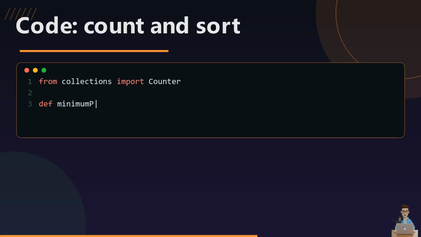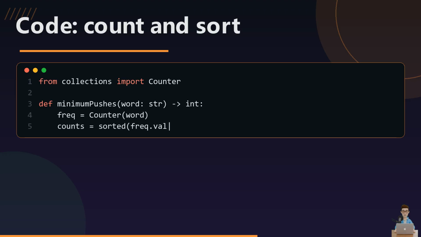Time to turn this into real code. First, we use something called a counter. Think of it as an automatic tally sheet, exactly like the counting step we described earlier, to find out how often each letter appears. Then we sort those counts from highest to lowest, because the letters that show up the most should get the cheapest, easiest slots. This sets up everything we need for the next step.